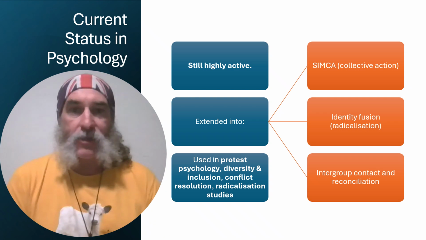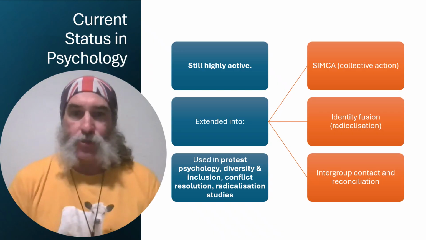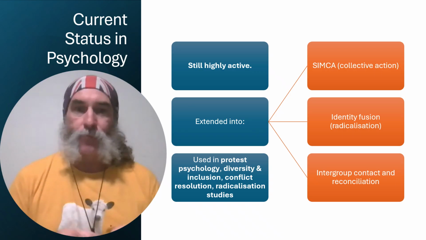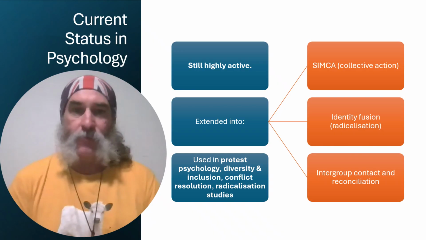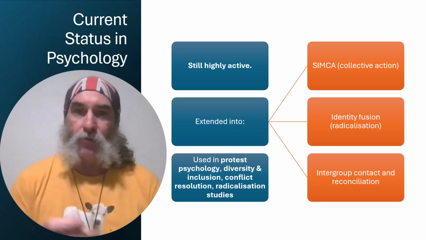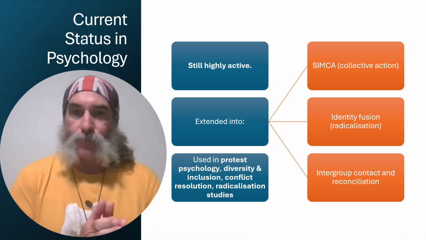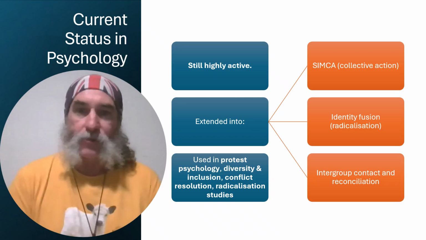Social identity theory is still highly active in today's modern world. It's used in protest psychology, diversity and inclusion. It can help with conflict resolution and de-radicalization studies. It extends to collective action, SIMCA, identity fusion, de-radicalization, and intergroup conflicts and reconciliation theories.